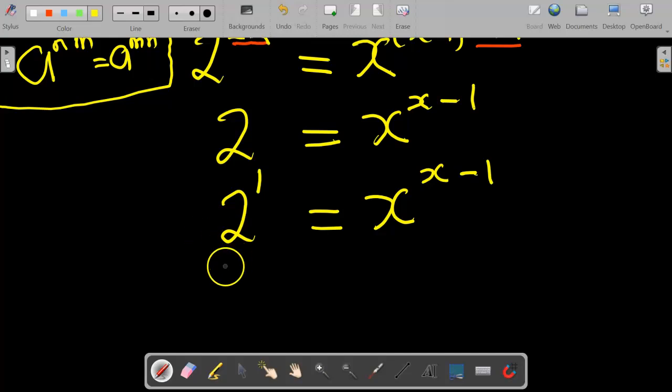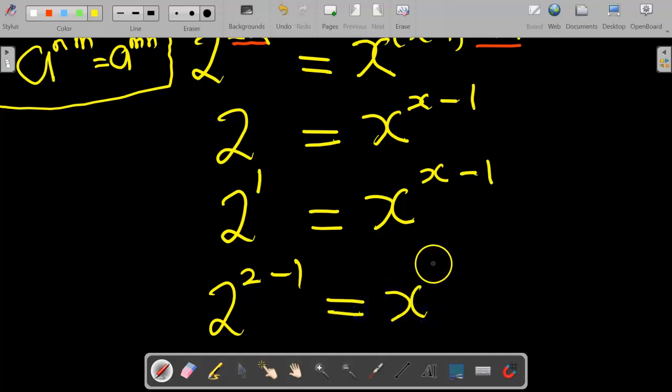Now, what do we do to 2 raised to the power of 1 so that it looks like x raised to the power of x minus 1? The value of 2 raised to the power of 1 does not change. The value still remains 2. 2 raised to the power of 2 minus 1 is the same as 2 raised to the power of 1, and that is equal to x raised to the power of x minus 1.